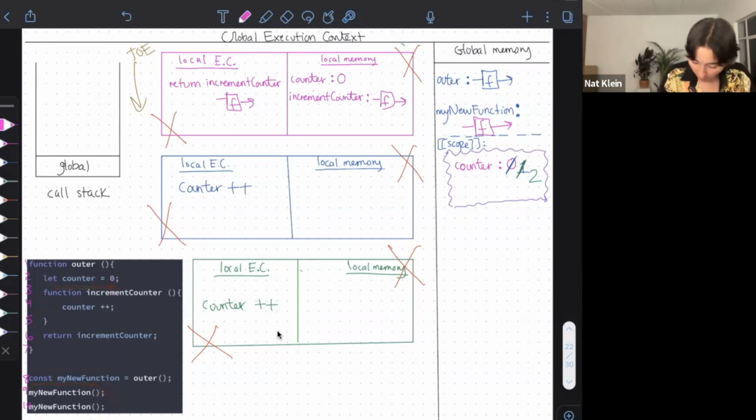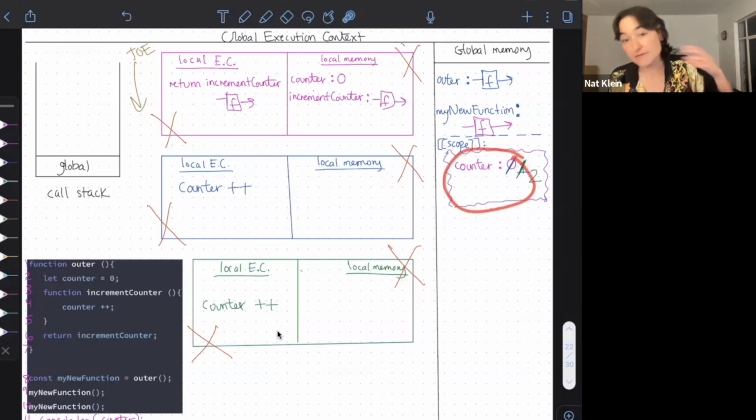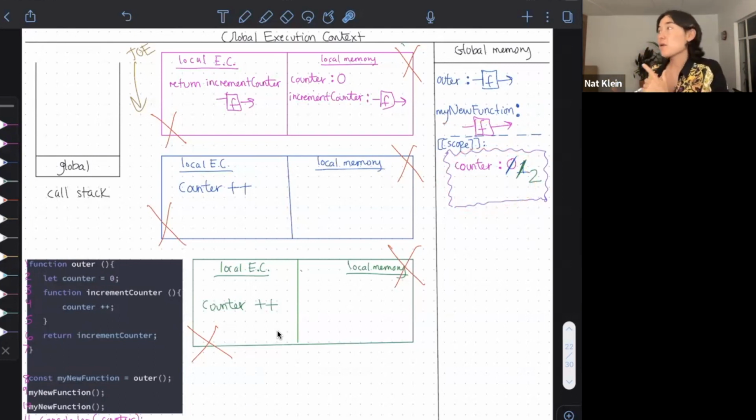I couldn't go on line 11 down here and console log counter out here in our global context. You're going to get an error: counter is not defined. I'm drawing it under global memory, but it's not available in the global context. It's only available within function invocations of my new function. This gives us a lot of power when it comes to privacy. If you want certain data to only be available when a certain function is called, you can use closure.